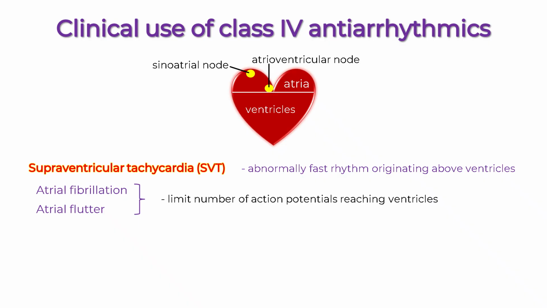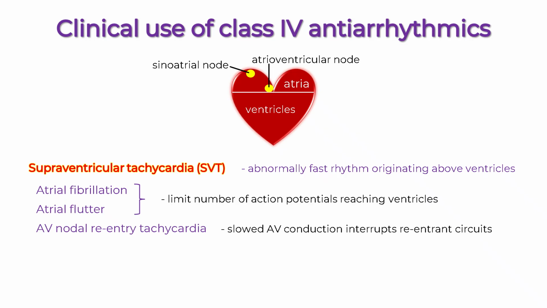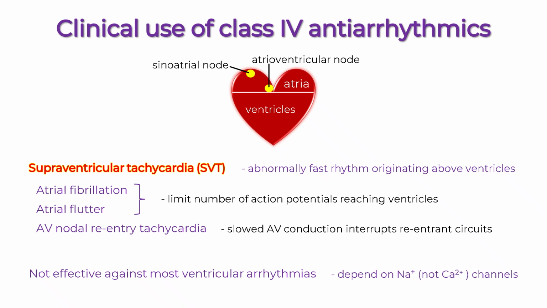By slowing conduction through the atrioventricular node, they can also interrupt re-entrant circuits responsible for AV nodal re-entry tachycardia. Note that calcium channel blockers are not effective against arrhythmias originating below the atrioventricular node. That's because ventricular arrhythmias depend mainly on sodium channels.